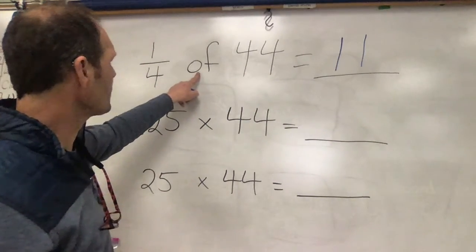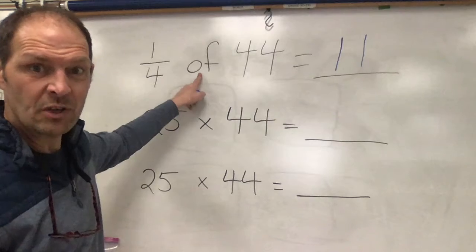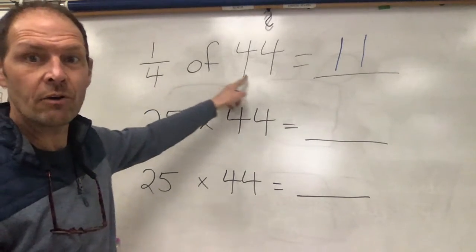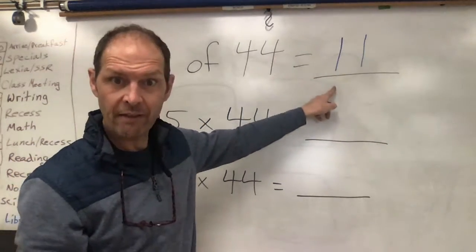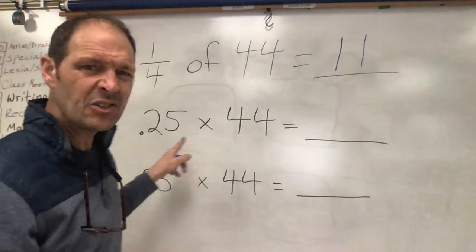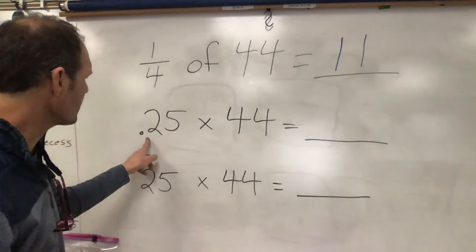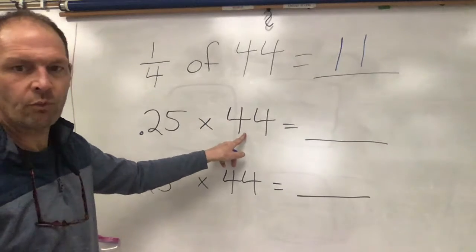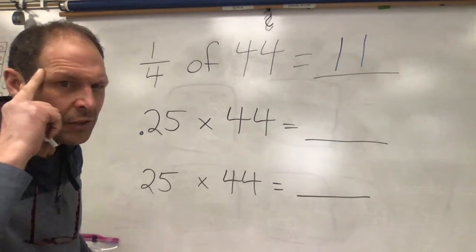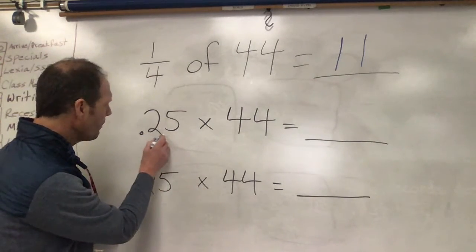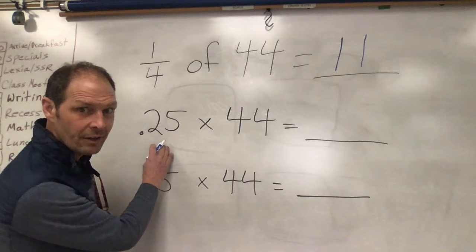Okay, remember this is the same as times. 1/4 times 44 equals 11. Now let's go down here. The next one says 25 hundredths times 44 equals. Now, I want you to think. 25 hundredths, does that look familiar?